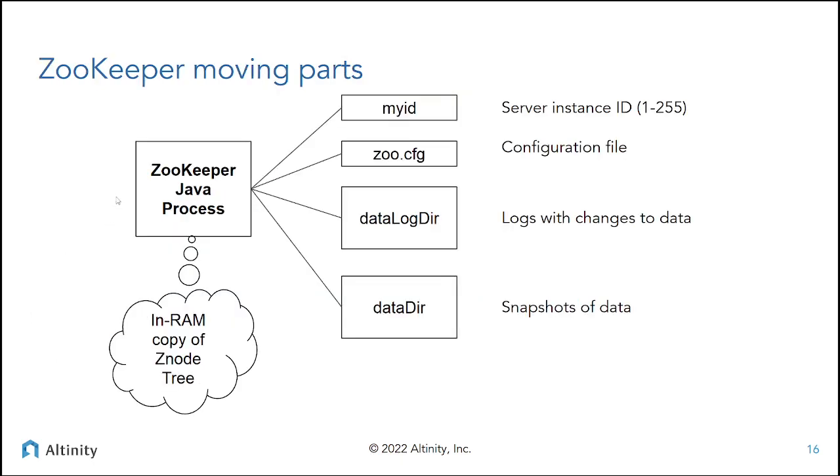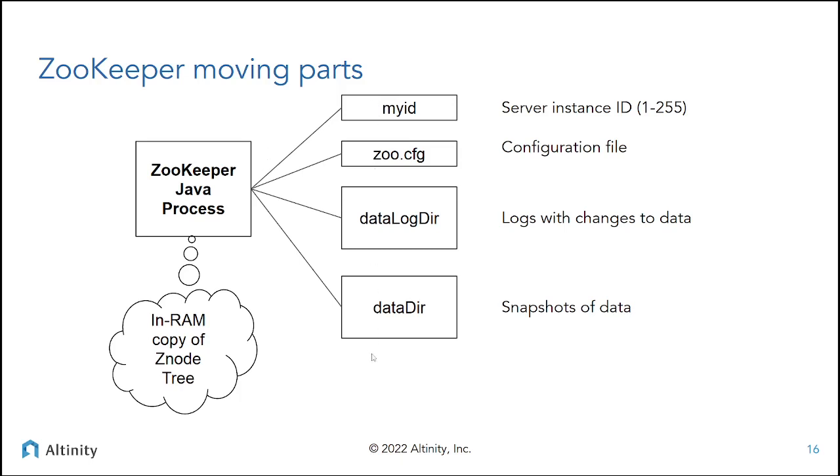So that gets us to looking specifically at what's going on with this process. Zookeeper is, as I said, written in Java, so here's one happily running. And when it runs, it basically maintains an in-RAM copy of the Z nodes. So if it has to answer a question, it's not going to have to go to storage. It's just going to get it out of memory.